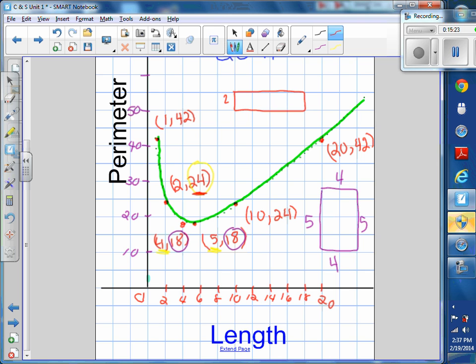So 2 by something. But we know that the perimeter is 24. So if we take 24 and subtract both of those 2's, we get 20, right? We have to break that into equal parts, so this is 10 and this is 10. You agree with that? Yes. So it's a 10 by 2. Now look, here's the other 24, right? The dimensions are right here, 2 by 10. So that's why you get 10 by 2 or 2 by 10. That's why you do reversals.